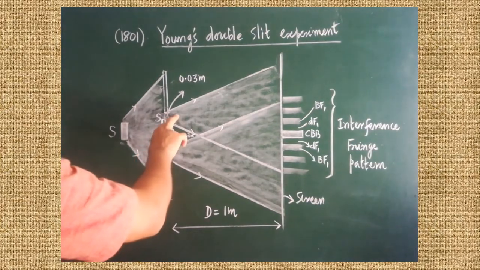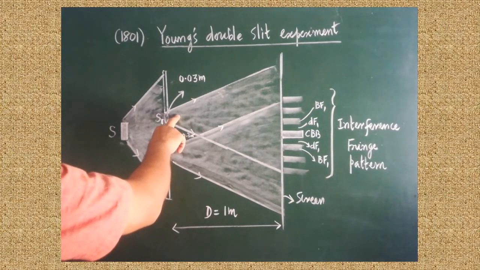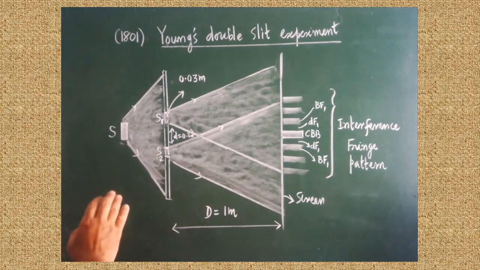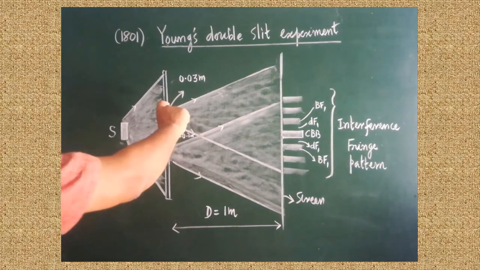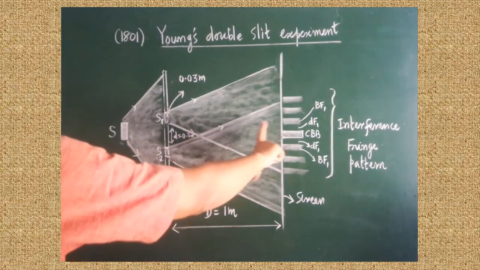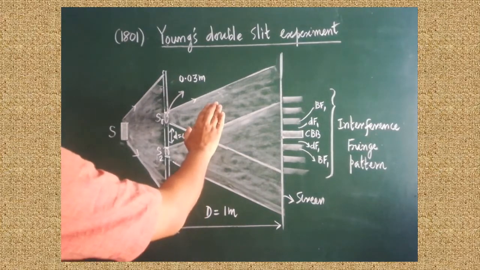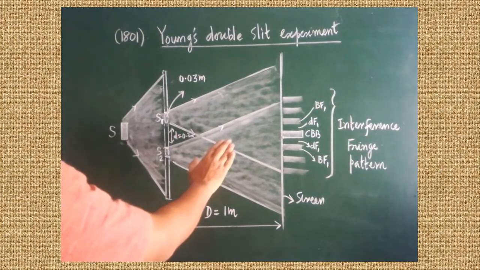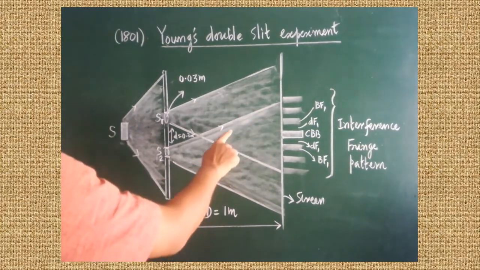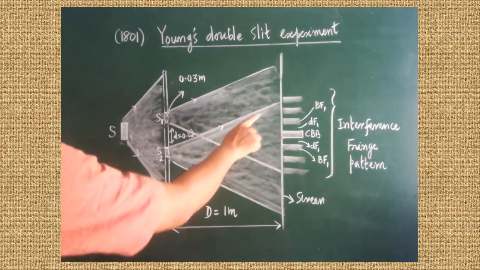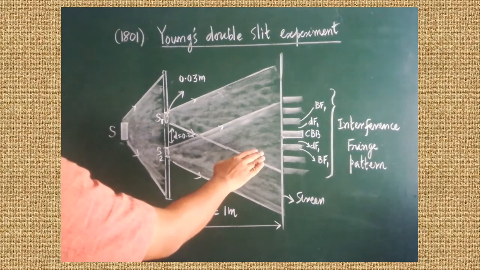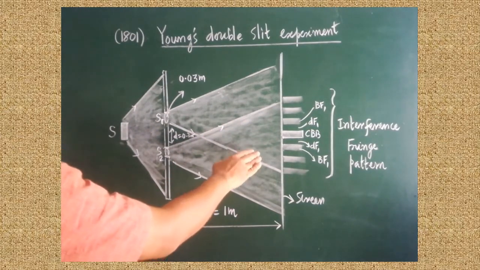So the light from the first slit and the light from the second slit both act as coherent sources. Both are traveling in this direction, and they superpose in this region. Make a note: in this region alone the interference takes place. Due to superposition, what happens depends on the phase difference and path difference.